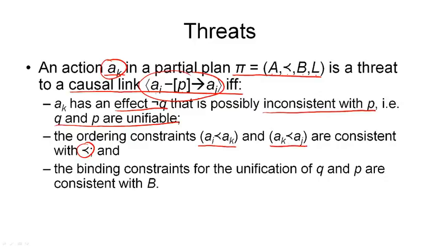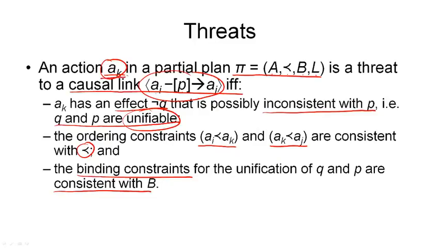What this means is that our action AK can possibly be in parallel to the causal link, because the provider comes before AK and the consumer comes after AK. But the condition here is that this is possible, not that it's necessarily so. So these ordering constraints must be consistent with our orderings in the plan, but they need not be in the plan. Similarly, the third condition states that if we introduce new variable bindings as part of our unification up here, then these new variable binding constraints must be consistent with the binding constraints that we currently have in our plan.